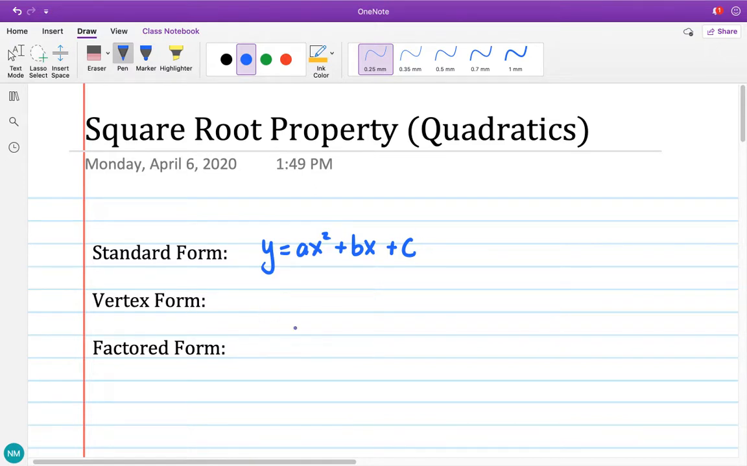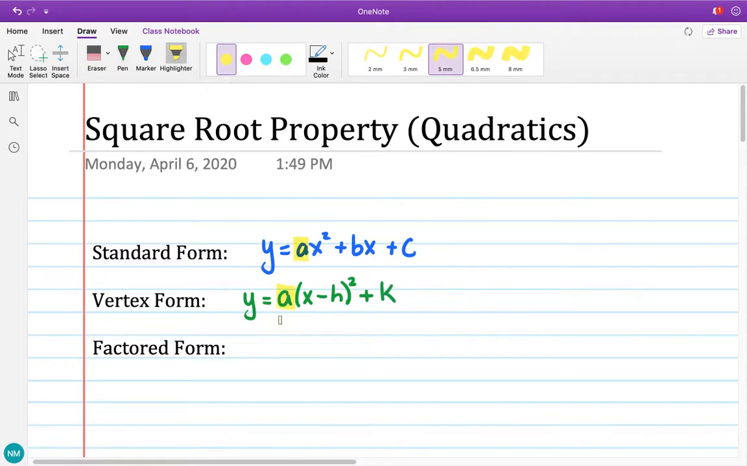Then we have vertex form. Vertex form looks a little different. It's going to look something like y equals a(x minus h) squared plus k. What these two have in common is they both have the same a value. So those two are different forms. You can have the same parabola written in two different forms. That is completely possible. We'll talk about converting from one to the other in a different video.